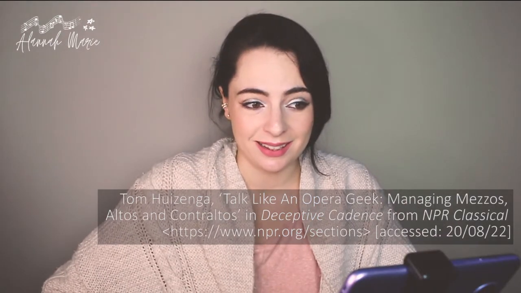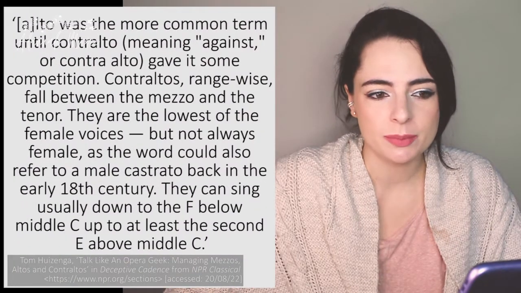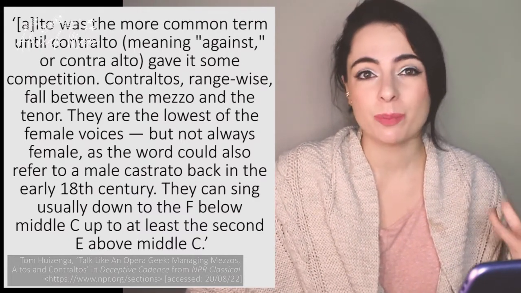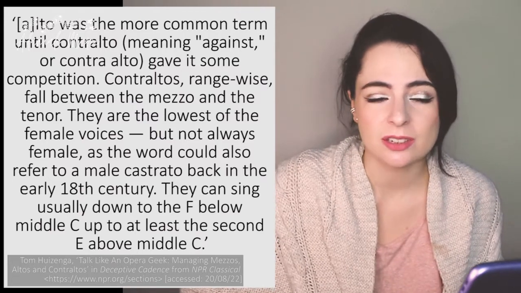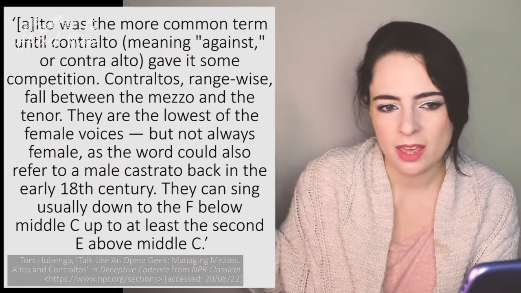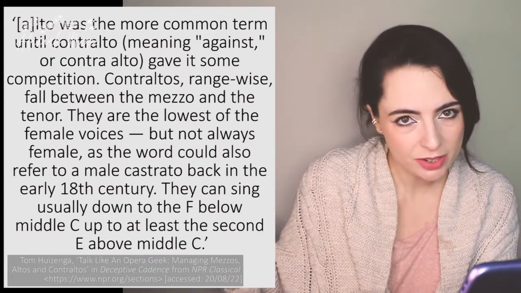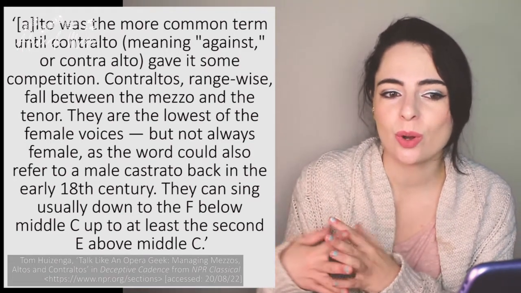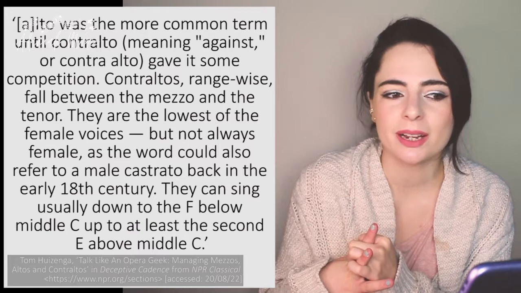He writes that alto was the more common term until contralto, meaning against or contra alto, gave it some competition. Contraltos, range-wise, fall between the mezzo and the tenor. They are the lowest of the female voices, but not always female, as the word could also refer to a male castrato back in the early 18th century. They can sing usually down to the F below middle C and up to at least the second E above middle C.